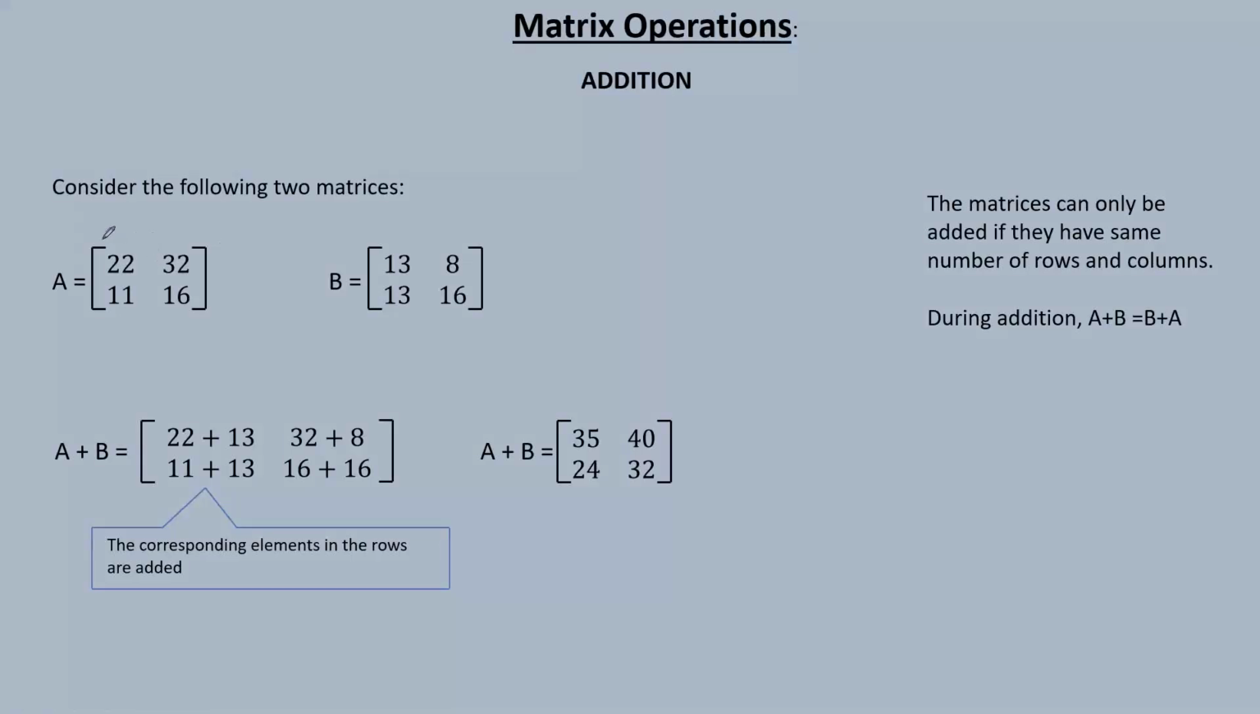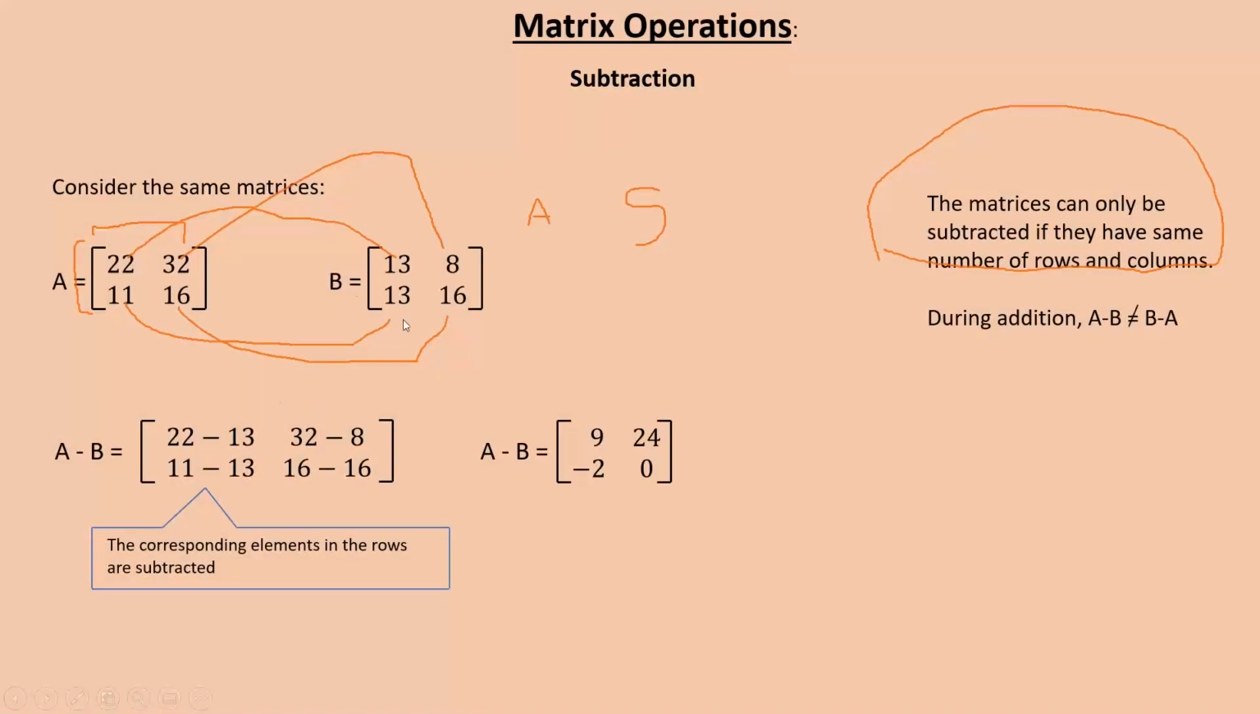The same number of rows and the same number of columns are mandatory to do the addition. It can be added only if it has the same number of rows and columns. So this should be added with this, this with this, and this with this. The same applies for addition and subtraction. So this is the same for subtraction.